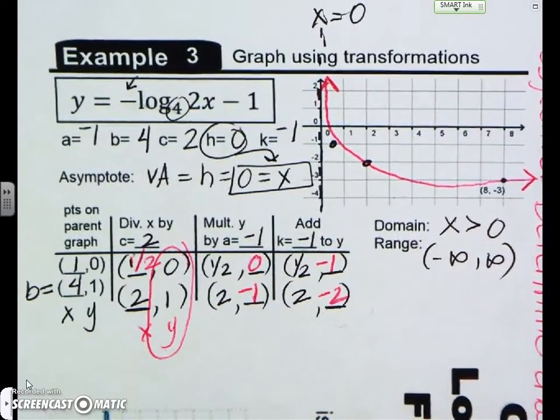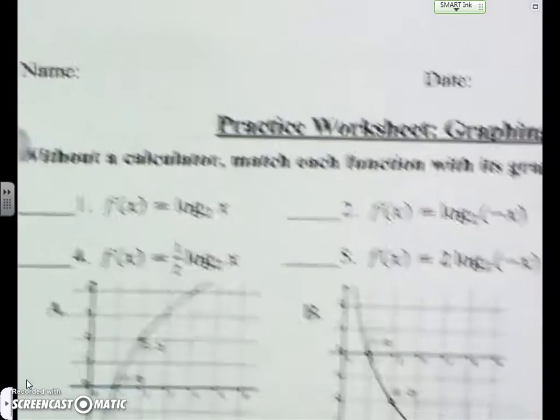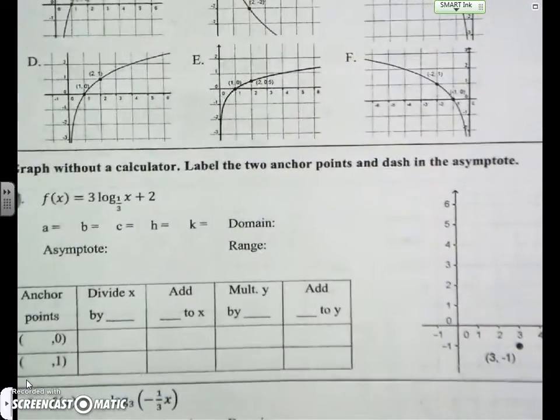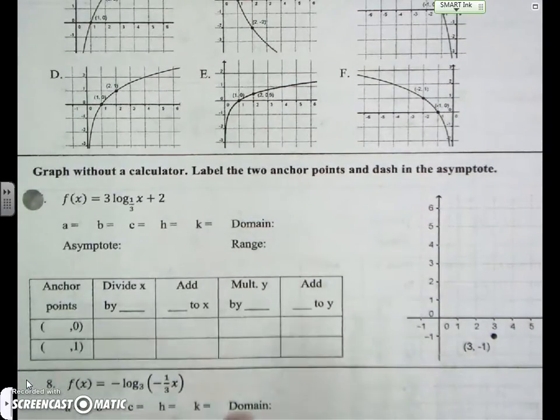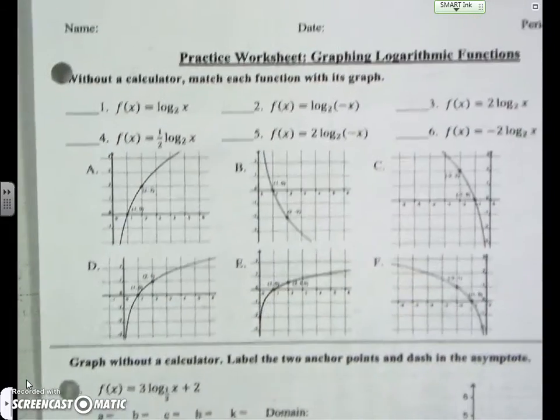Okay, your homework is to complete this worksheet. This worksheet models the same exact types of problems that you just saw in your notes. Okay? I would like you guys to complete it, and then we'll go over it tomorrow. So 1 through 12 is your homework.